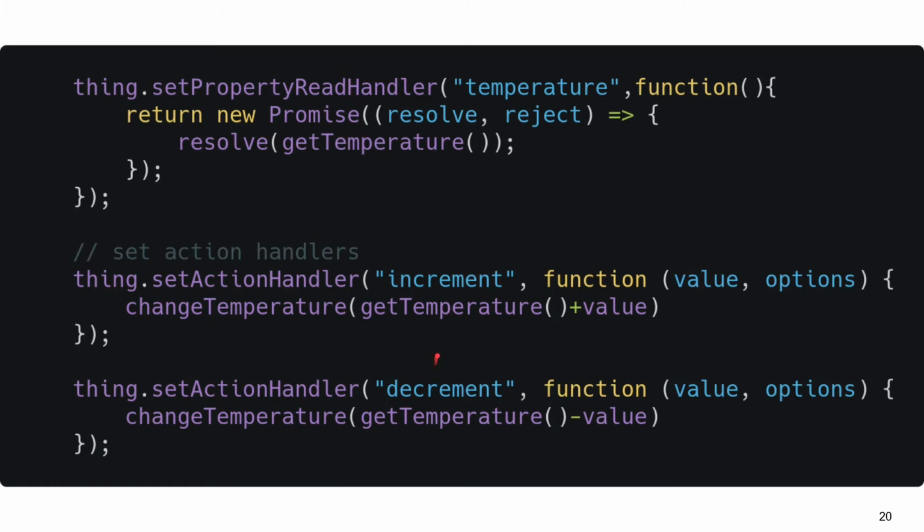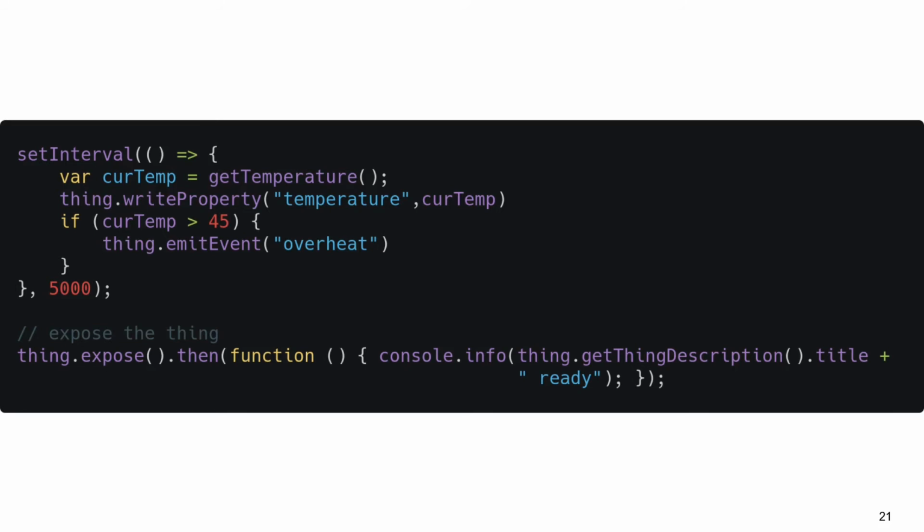And increment and decrement are then very similar. And then for the event, we will have to emit the event. So the actual function is the thing that emits the event, and you specify which event you will emit. And here, basically, every 5 seconds, we go and read the temperature from the temperature sensor. We write to the property, so you can always call this function to store the values internally. Then we say that if temperature is more than 45, I will go and emit an event. So then these are all the interactions we do.